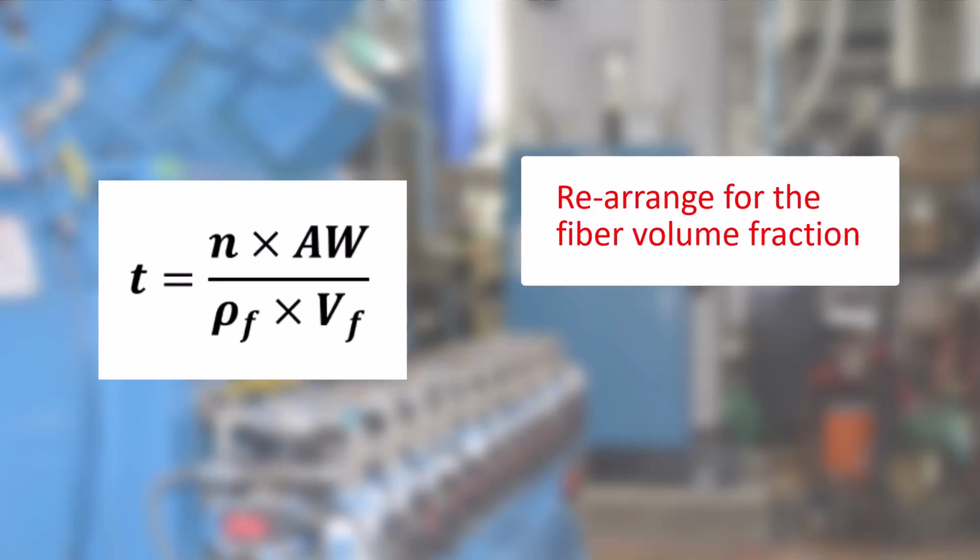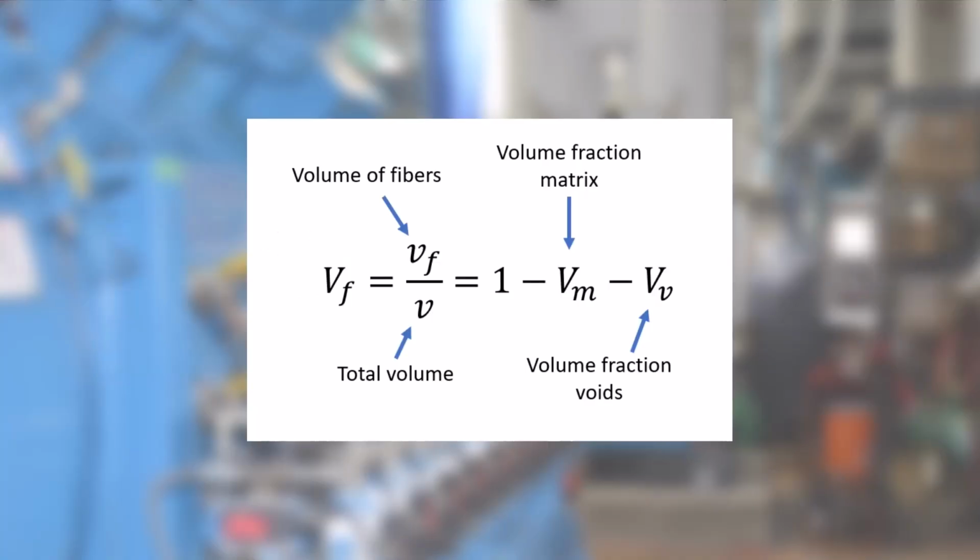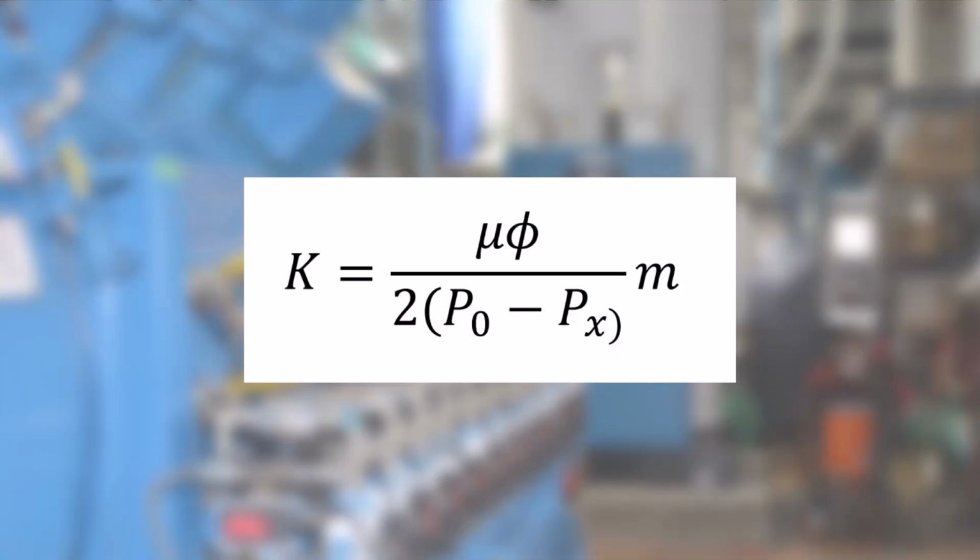Using these values, the fiber volume fraction must be calculated using the fiber volume equation. Following this, the matrix volume fraction can be easily calculated, as the matrix volume fraction is simply 1 minus the fiber volume fraction. Finally, using these values alongside the equations shown earlier, the permeability can be found.